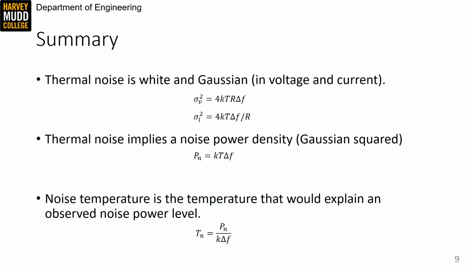So, in summary, thermal noise is white and Gaussian in both voltage and current, and I've given expressions for the variance of noise voltage and noise current here. Thermal noise implies a power density, so the noise power is equal to KT times delta F. And noise temperature is the temperature that would explain an observed noise power level. So that's just a rearrangement of the equation in the middle of the slide to express noise power in terms of noise temperature.